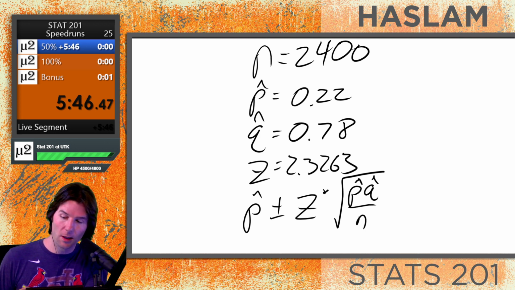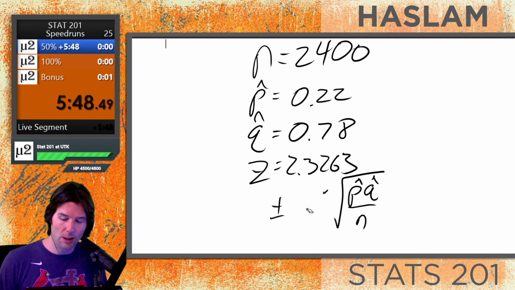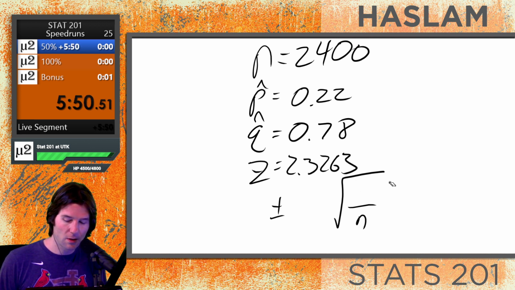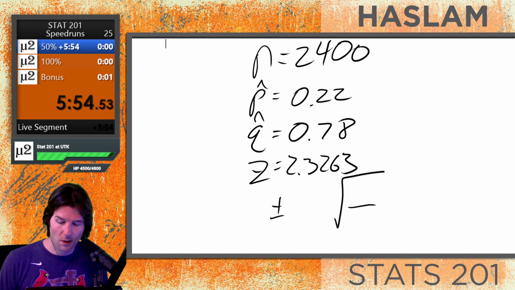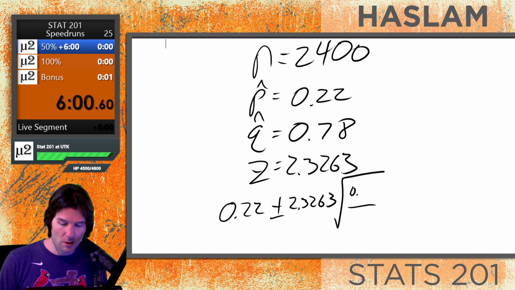So let's go right here and throw in all the notation. I'm going to erase all of it. Somehow write it inside of here with my horrible handwriting. Oh, these numbers aren't too long, so we got this. 0.22, 2.3263, 0.22 times 0.78, and then 2400.